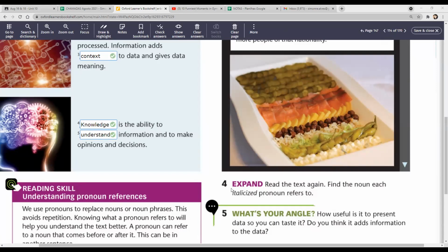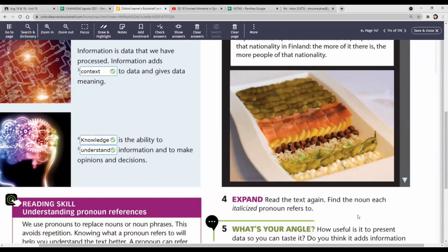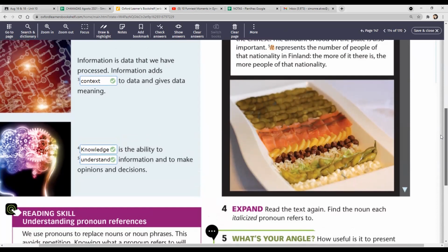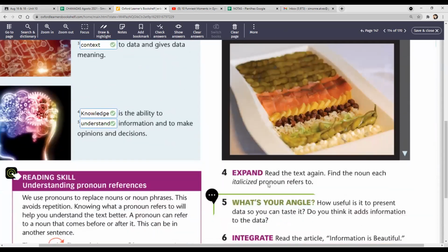Activity number 4. Okay, I had a problem here with my camera. That's why you can't see me at the moment, but I will try to fix it. Okay. All right. So here we did this activity number 4, which was: read the text again, find the noun each italicized pronoun refers to.